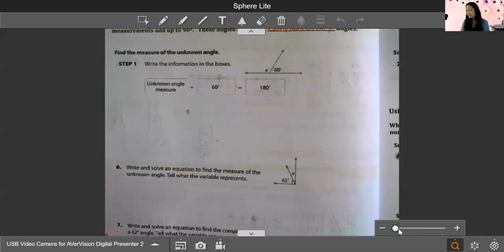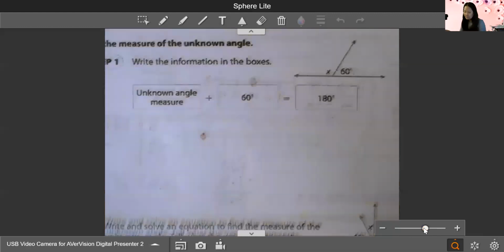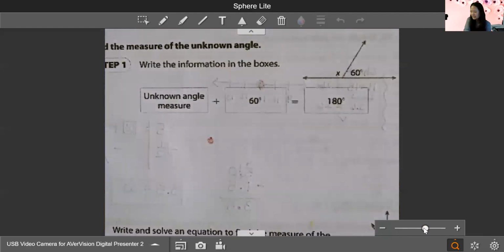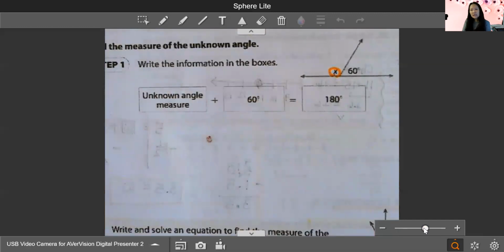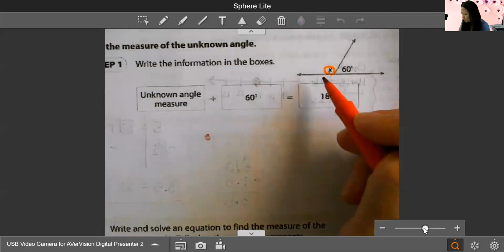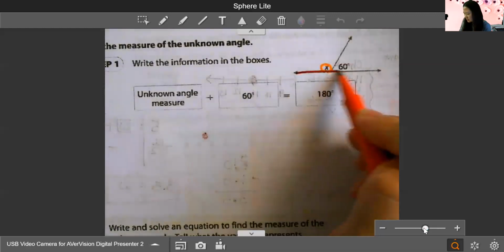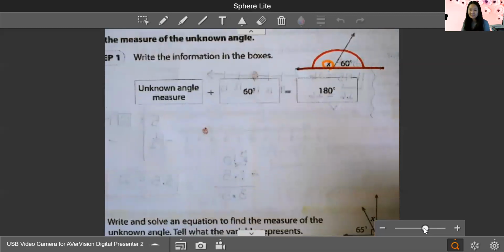Okay, so then we have a couple problems right here. The first one says, find the measure of the unknown angle, and that unknown angle is the one right here, this x. Now, what do we know here? Well, we know a few things. First of all, we know that I have a straight line here, which means these angles add up to 180 degrees.